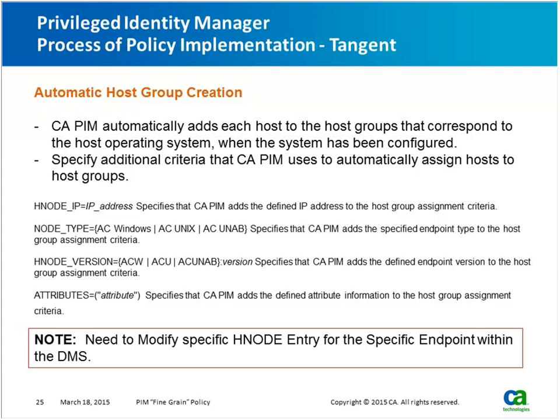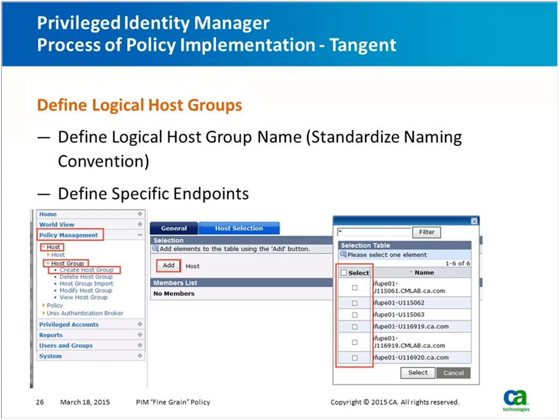Now, last and certainly not least, next slide, slide 26. You can go through the process of manually defining your own logical host groups, right? Then again, we're talking about coming up with some standard naming convention when you're defining your host groups. To do this, you go to policy management, click on the host group, create host group. Under the host selection, you just select the add button, and of course you get your selection. You can select which host you want to join to that specific host group.